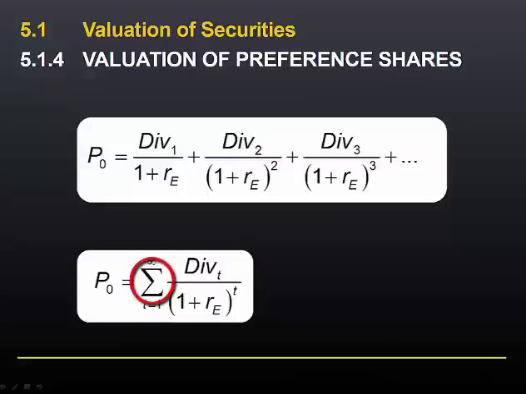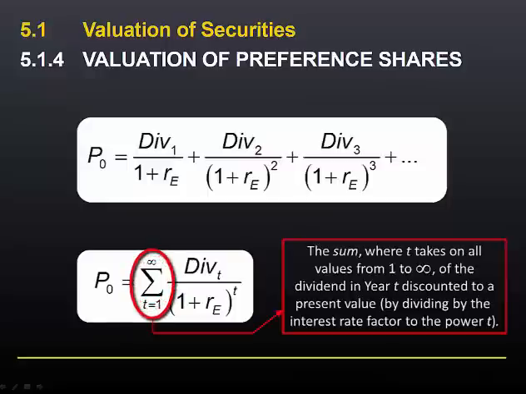This character is the Greek letter sigma, which stands for the sum of. Therefore, this formula is saying that the value of a share at time 0 is the sum, where t takes on all values from 1 to infinity, of the dividend in year t, discounted to a present value by dividing by the interest rate factor to the power t.